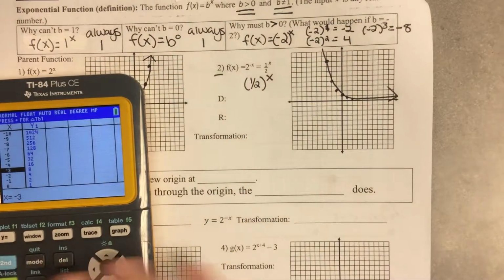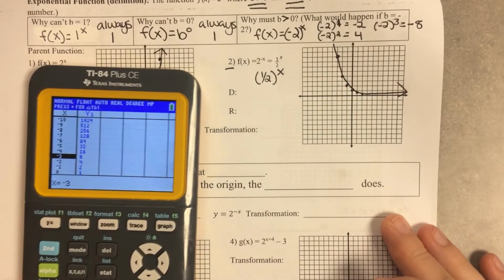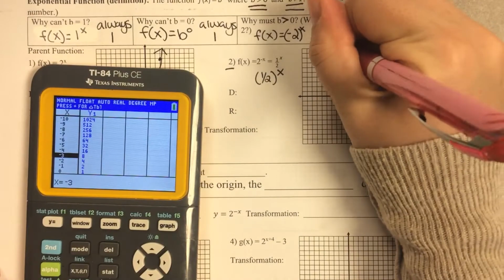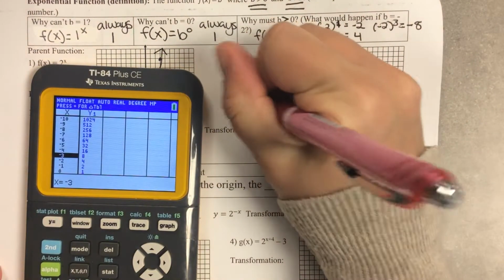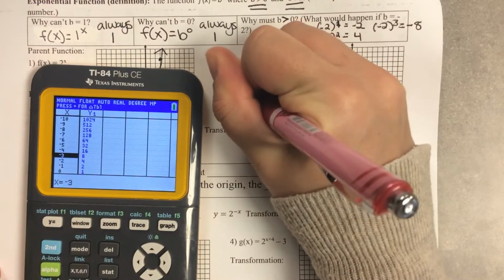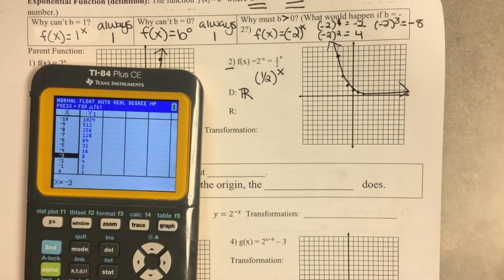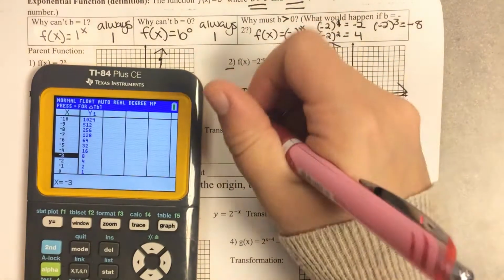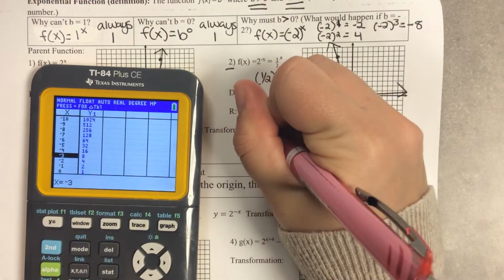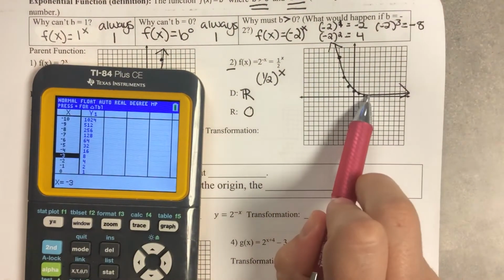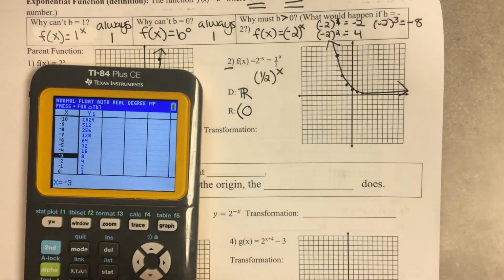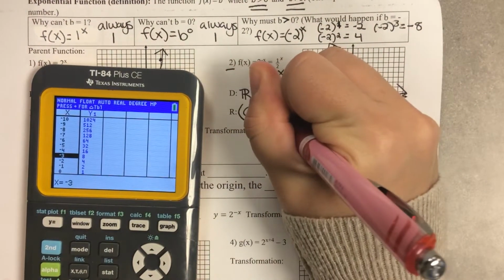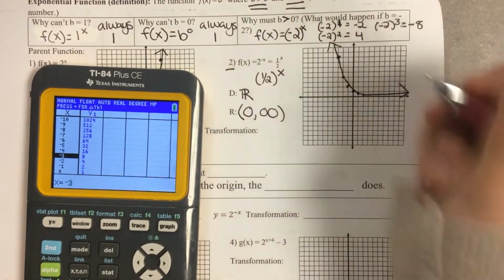Now let's take a look at the domain and range of this guy. The farthest left that this guy goes, well, even though it's going up forever, it's also going to the left forever. So the domain of this guy is going to be all real numbers. The range, the lowest this guy goes, is 0, but is it ever going to touch 0? Nope, it's going to get infinitely close, but it's never going to hit. So it's going to go from 0 with an open parenthesis all the way up to infinity.